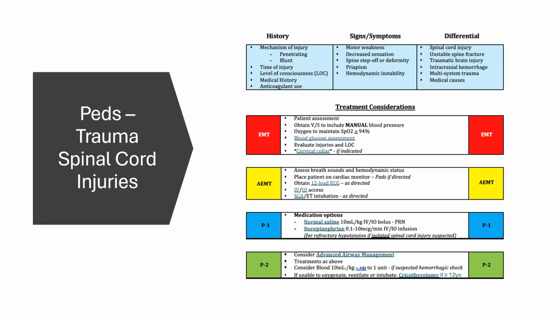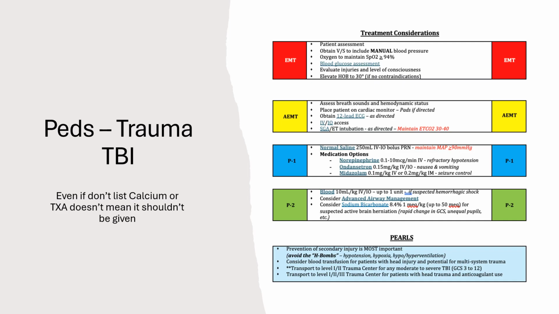Spinal cord injuries, again, this is one of those where you do norepinephrine in kids. That's what we've decided. Next slide. TBI, goal MAP greater than 90. I got to change that in the adult. Goal MAP is greater than 90. Here, goal MAP is greater than 70.